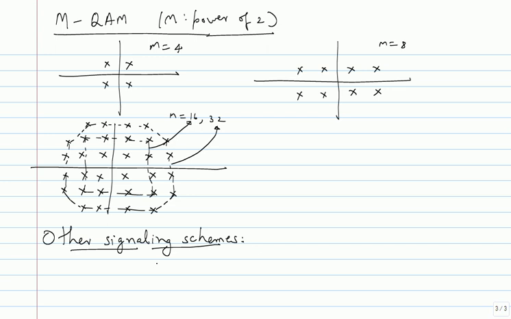Okay, so there are two types here. One that I left out, one is typically called continuous phase modulation. Okay, it's also called CPM, okay.